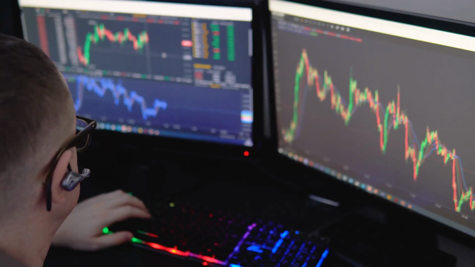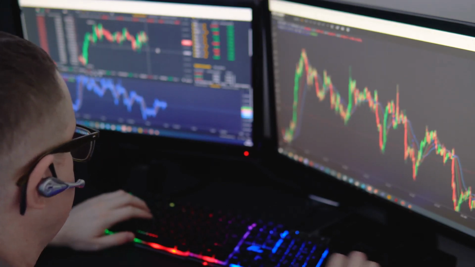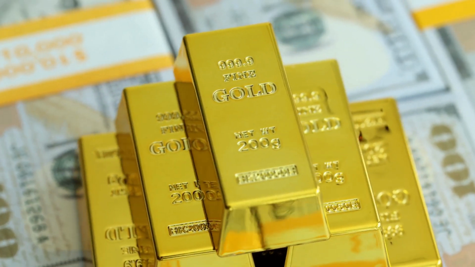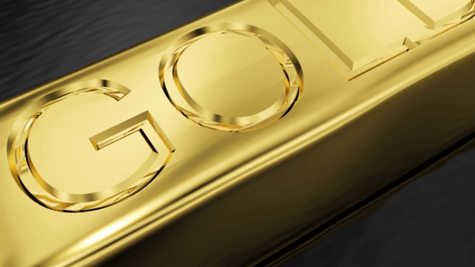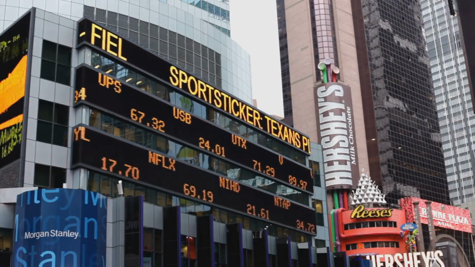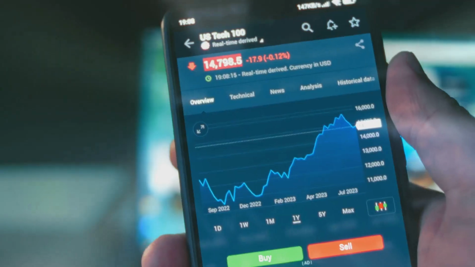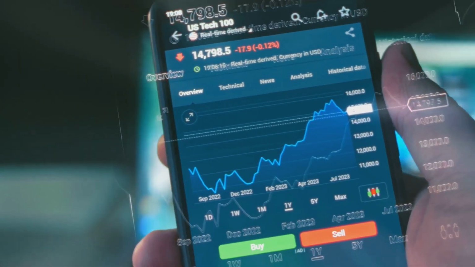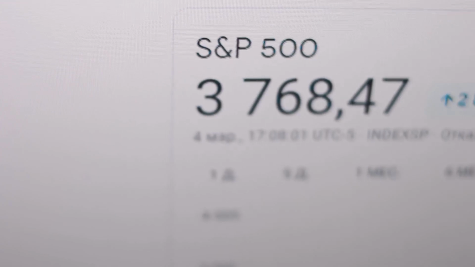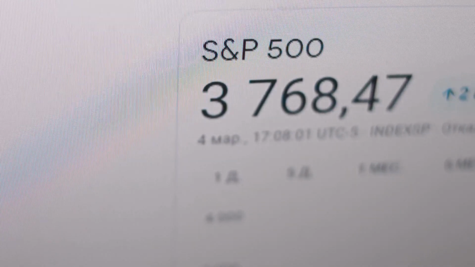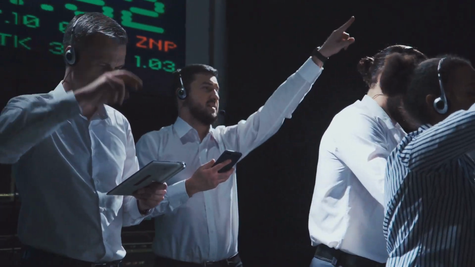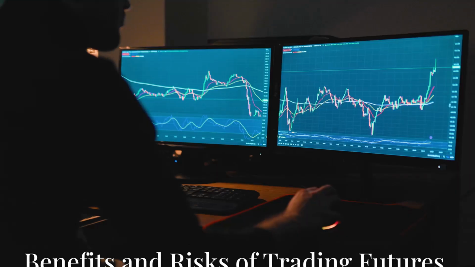There are various types of futures contracts available in the market, each catering to different needs and interests. Some common types include commodity futures. These involve physical commodities like gold, silver, oil, and agricultural products. Financial futures. These include contracts based on financial instruments such as stock indices, interest rates, and currencies. Single stock futures. These are contracts to buy or sell a specific amount of a particular stock at a future date. Index futures. These are based on stock market indices like the S&P 500 or the NASDAQ. Each type of futures contract has its own characteristics and uses, making them versatile tools for different trading strategies.